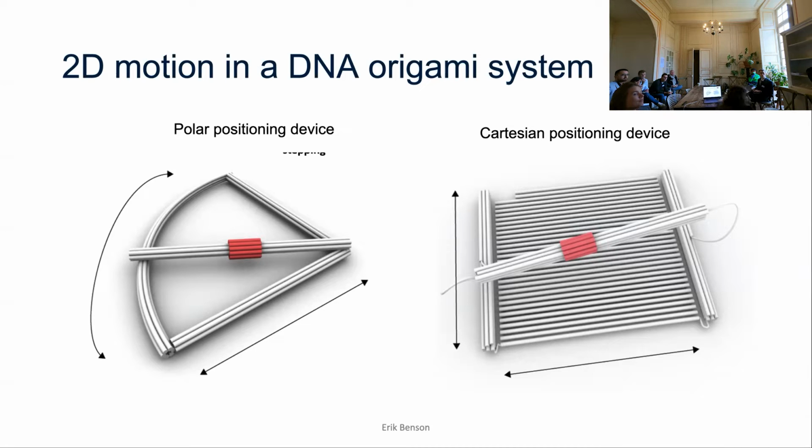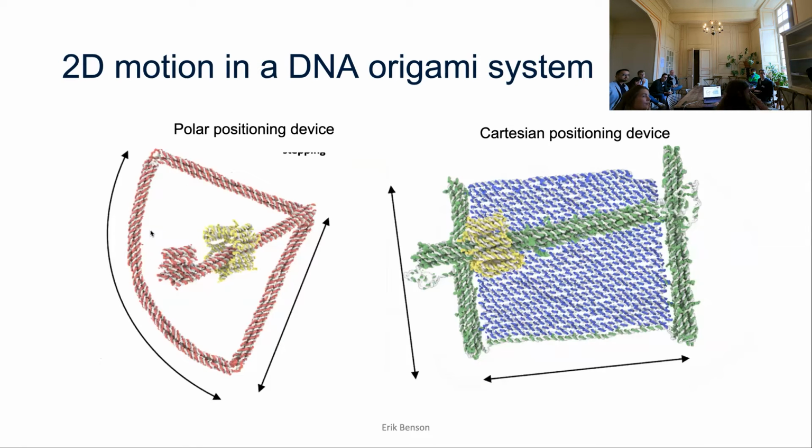But I'm mostly going to talk about the Cartesian positioning device. Yes, of course. So this is the DNA origami application, what they would look like by some type of simulation, how we imagine they would look in our DNA designs. Typically you're limited in the size you can do in one DNA origami structure.